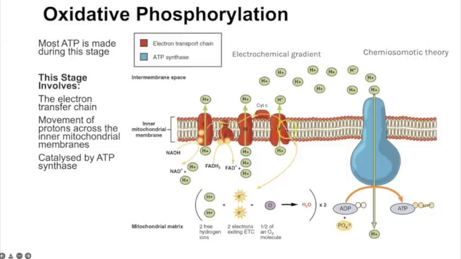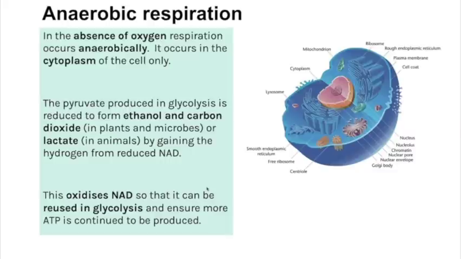Now at the end of the electron transfer chain, those electrons are picked up by oxygen. And oxygen also picks up the protons once they've passed through. And that is how we create water. So we say that oxygen is the final electron acceptor, and it will form water when it also picks up those protons. Anaerobic respiration is without oxygen, and it only occurs in the cytoplasm.